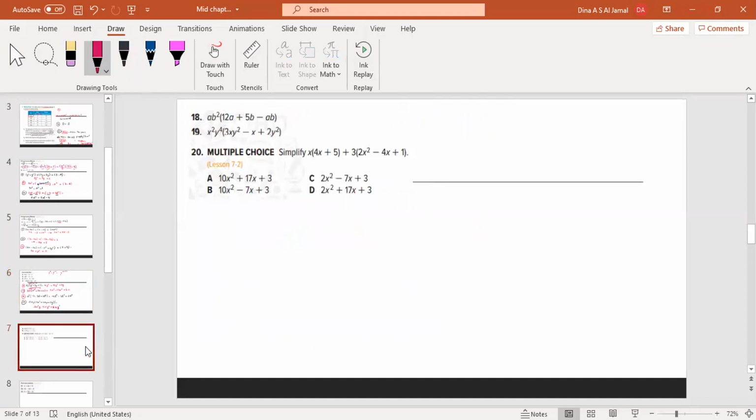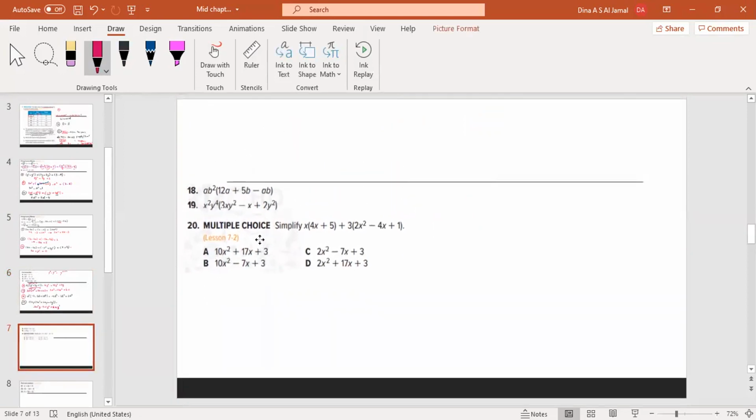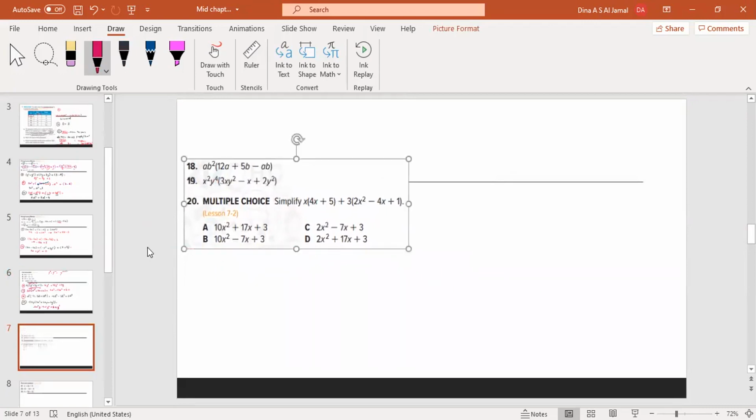18. So let me just write it down. Good. So 18 and 19 will be having the same question, finding the product. So here I will be solving 18. So again, I will be performing the distributive property.